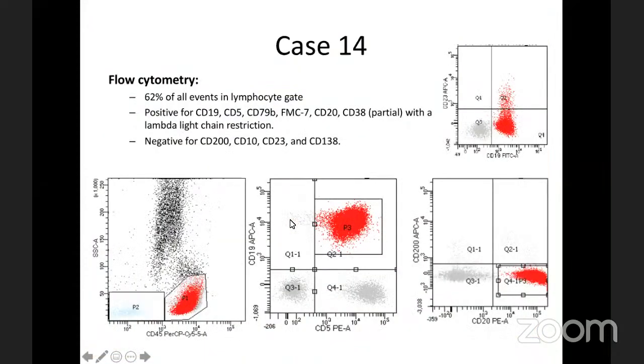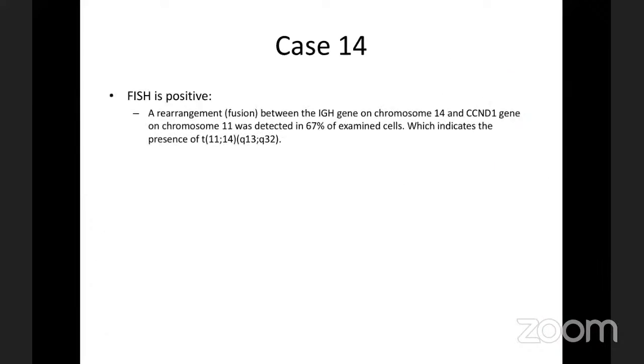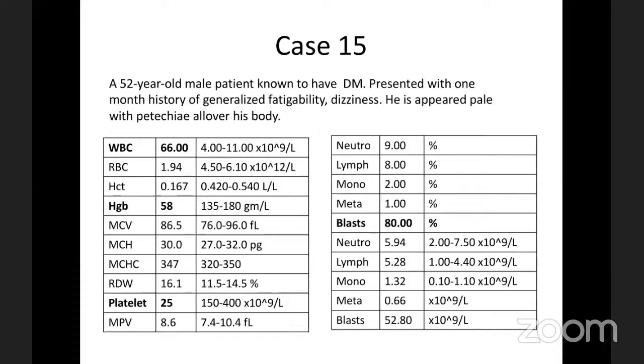And this is confirmed by flow cytometry. So a 62% event in the lymphocyte gate, positive for CD19, CD5, CD79b, FMC7, CD20, CD38 with lambda light chain restriction. It's negative for CD200, CD10, CD23, and CD138. So it's confirmed as mantle by translocation 11;14 FISH, and the patient was diagnosed as mantle cell lymphoma. Next case.